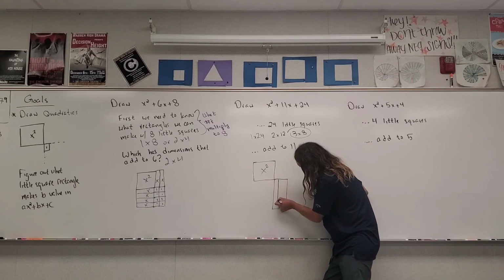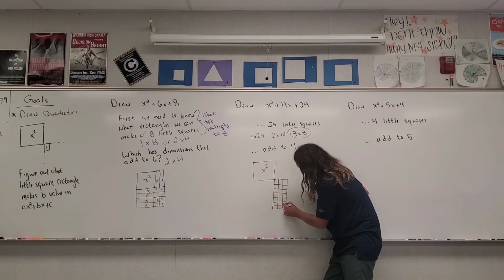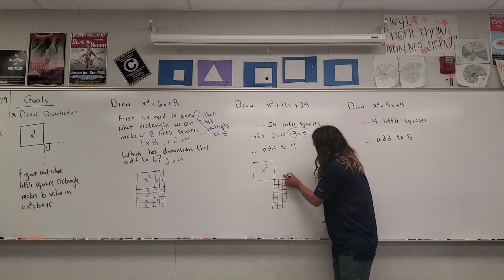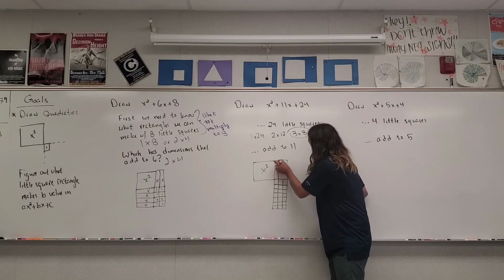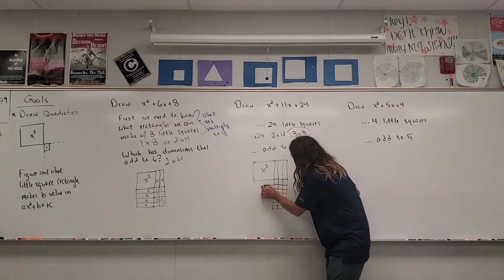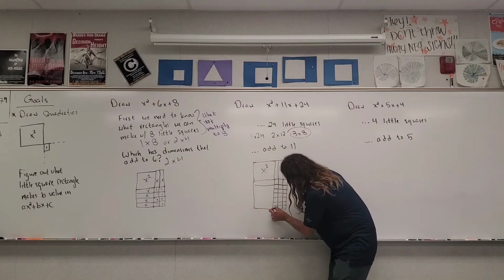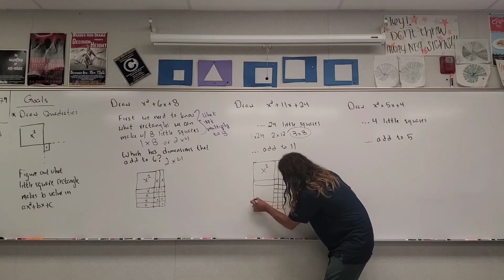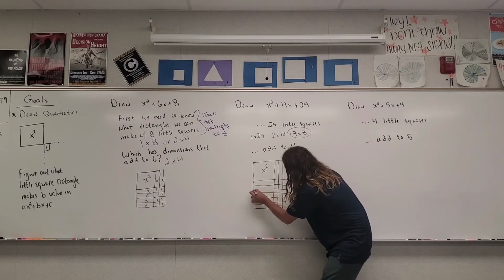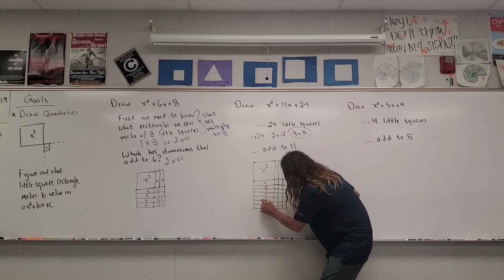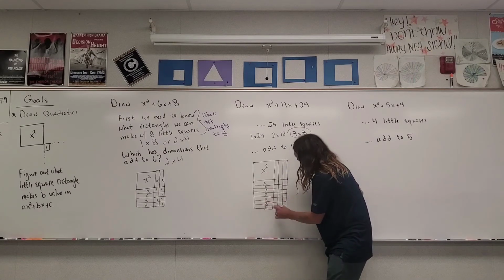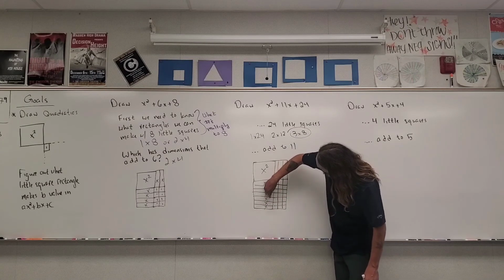Since I need 3 little squares, I'm going to draw 2 lines to get my 3. And I need to draw 7 horizontally. 1, 2, 3, 4, 5, 6, 7. All right, so now I'm just going to extend this up. And I should have picked smaller values. That would have made this a little bit easier. But 1, 2, 3, 4, 5, 6, 7, wait. 1, 2, 3, 4, 5, 6, 7.